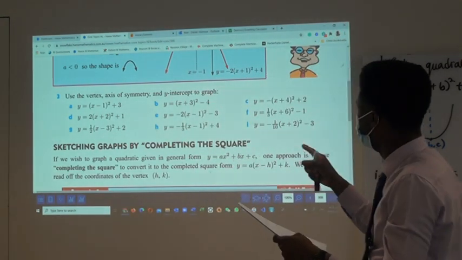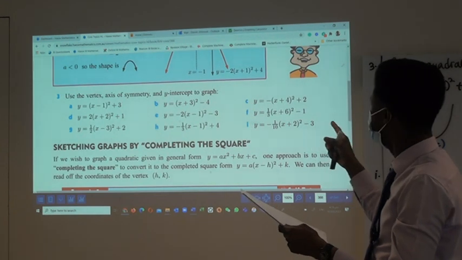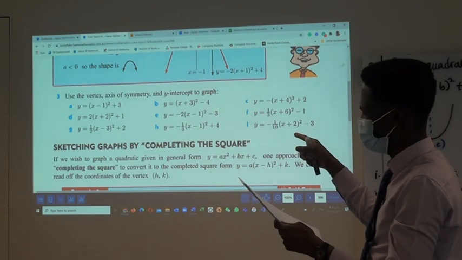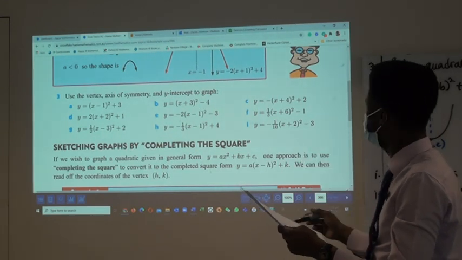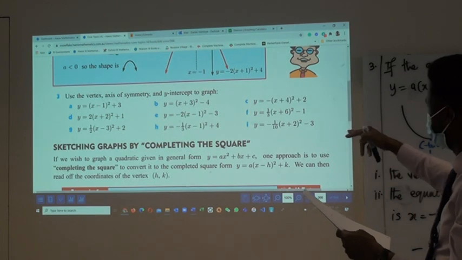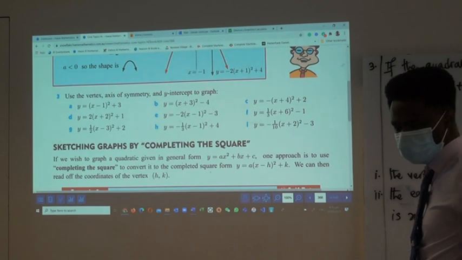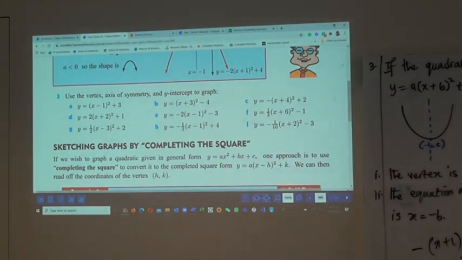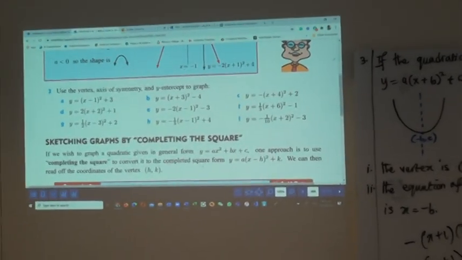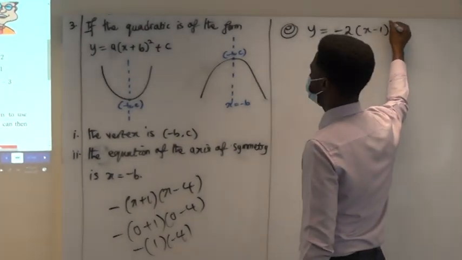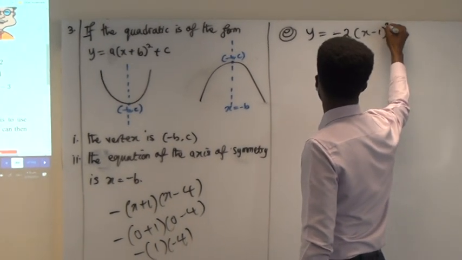Number 1, number 3, A, B, C, D are picked. Oh, E is not, so we can try E. E is not, then I pick I. So we can try between E to H. So let's come here, everybody. Between E and H. Let's pick E. E is y equals -2 times x minus 1 squared, minus 3, like that. Oh, why do I keep writing Q?